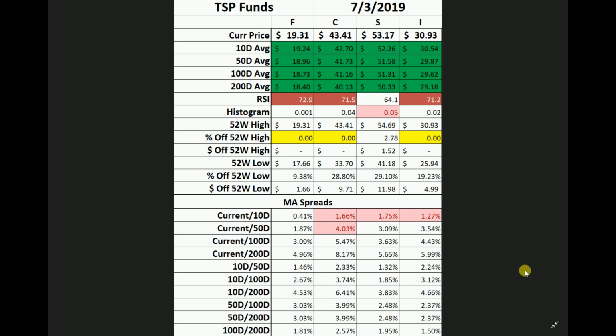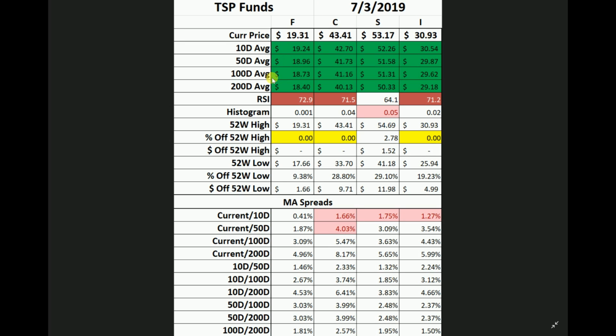But we do like to see what's going on with the other funds that can go up and down in price. Let me give you an intro on what this table is actually showing us here. As you probably figured out, the current prices are right here. Basically, these are the July 3rd prices, which is yesterday.